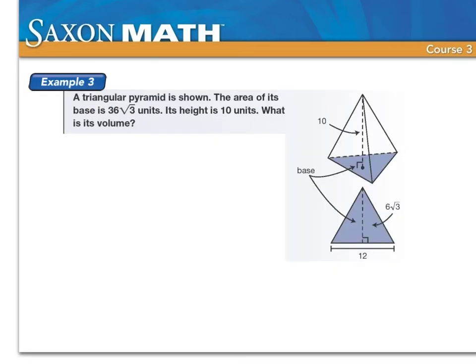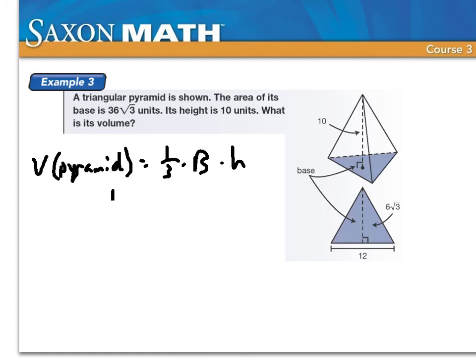Example 3 says a triangular pyramid is shown. The area of the base is 36 times the square root of 3 units, and its height is 10 units. We want to know what is the volume. So again, the volume of a pyramid is 1/3 times the area of the base times the height. So in this case, it's 1/3 times, we know the area of the base. The area of the base is 36 times the square root of 3. They told that to us right there. And we know the height is 10.